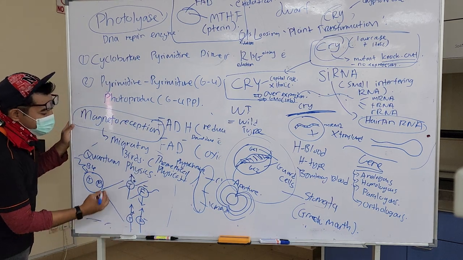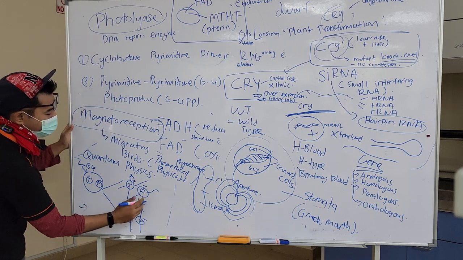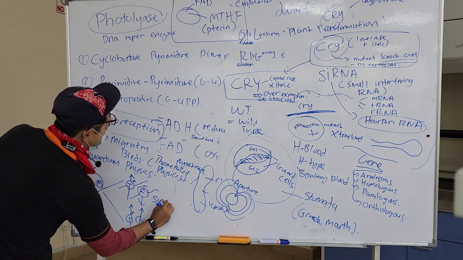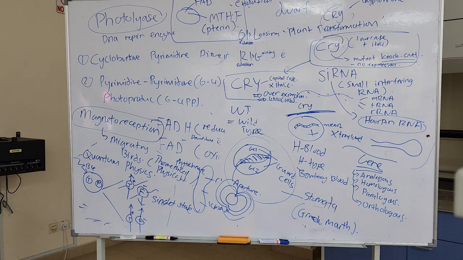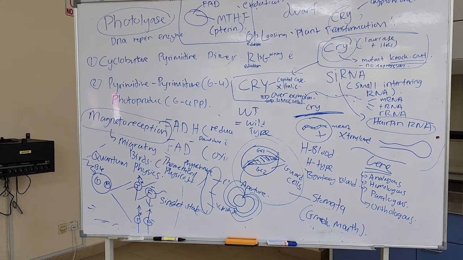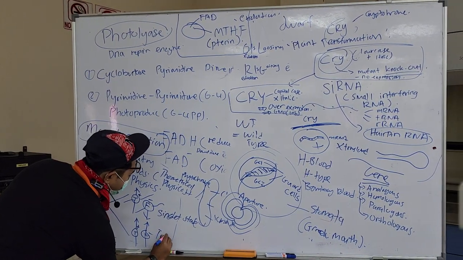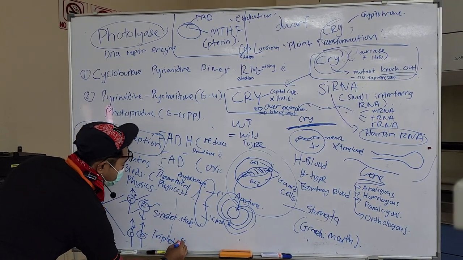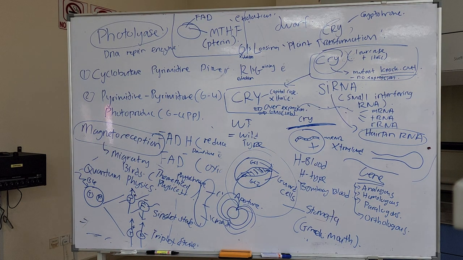Yeah. So this spinning, when it's in the opposite direction, we call it singlet state. When it's in the same direction, it's called triplet state. Yeah. So this is how the birds know which direction to go.